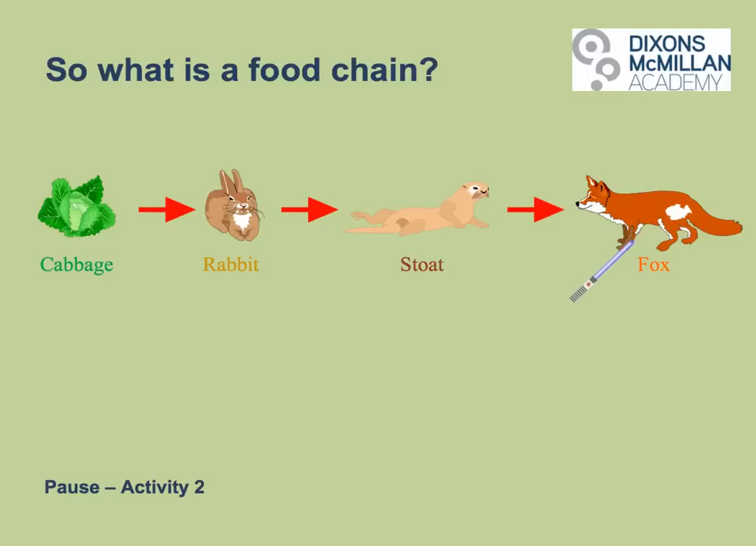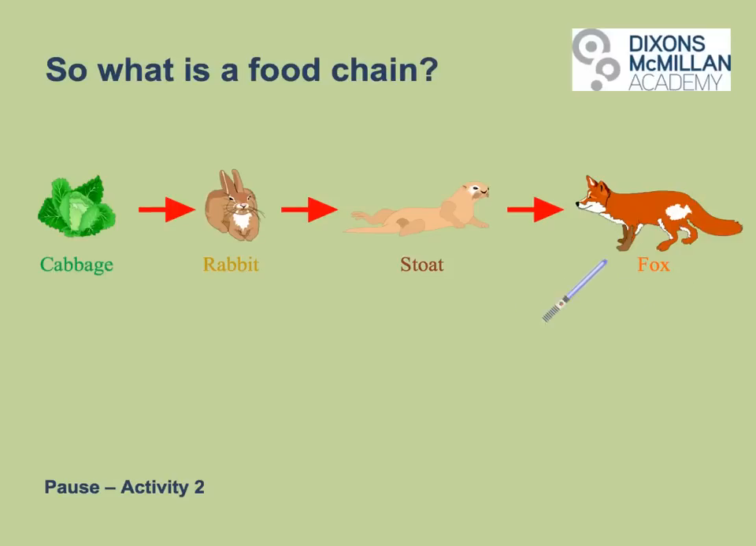And the fox doesn't have any predators itself, so it is not a prey. However, the fox will be the predator of the stoat. So you'll see as you go through a food chain, you have different levels there, with prey, an organism that is predator and prey, and then something that is just a predator at the top of the food chain there. And we call that the top predator, or the top carnivore.